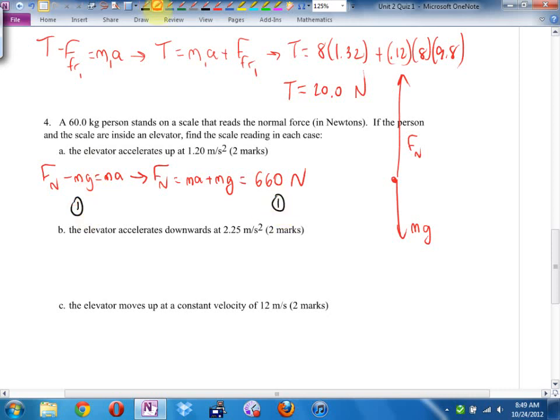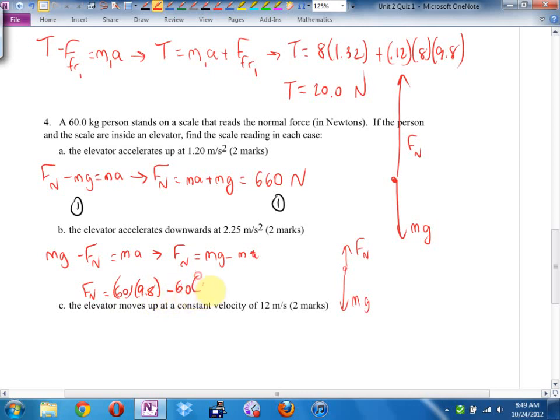B, the elevator accelerates downwards. Okay, in that case, gravity is winning. Normal force is losing. That free body diagram takes all of 1 second or less to sketch, and it's so helpful. It's going to be mg minus normal force equals ma. I think the normal force is going to be mg minus ma. The normal force is going to be 60 times 9.8 minus 60 times 2.25. What do we get?